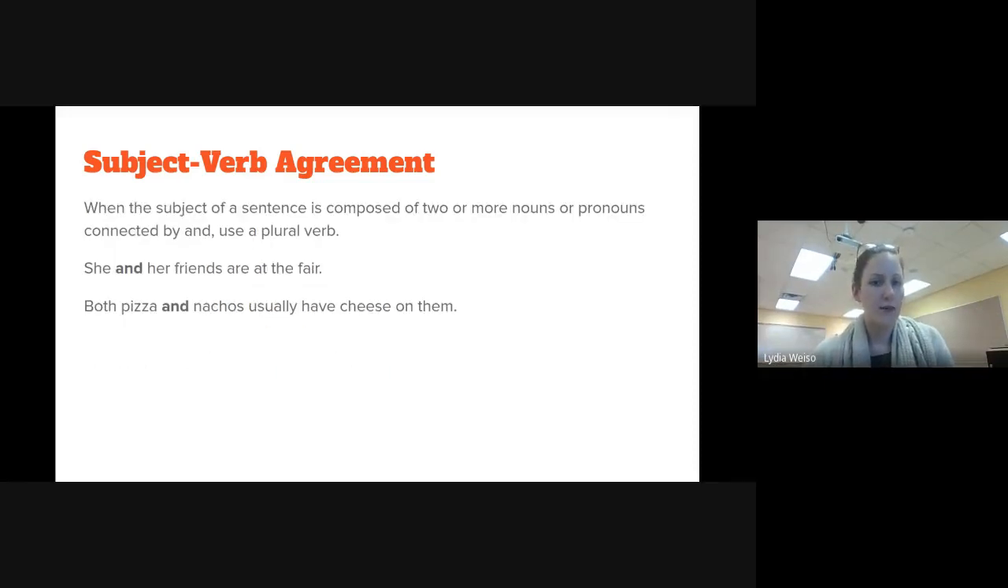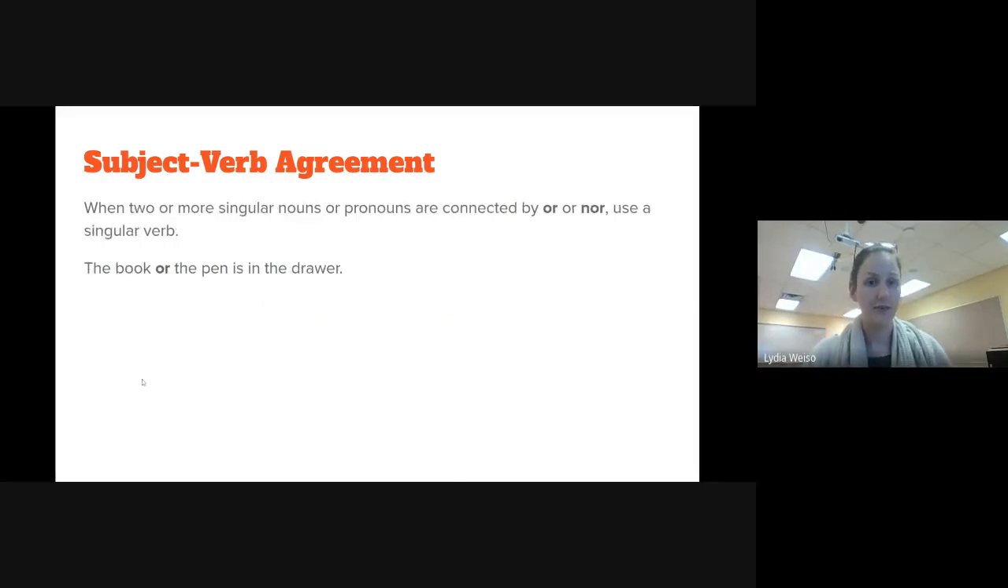So there are some special cases I want to point out to you. Like I said with and, when the subject of a sentence is composed of two or more nouns connected by and, you always use the plural verb. She and her friends are at the fair. Both pizza and nachos usually have cheese on them.